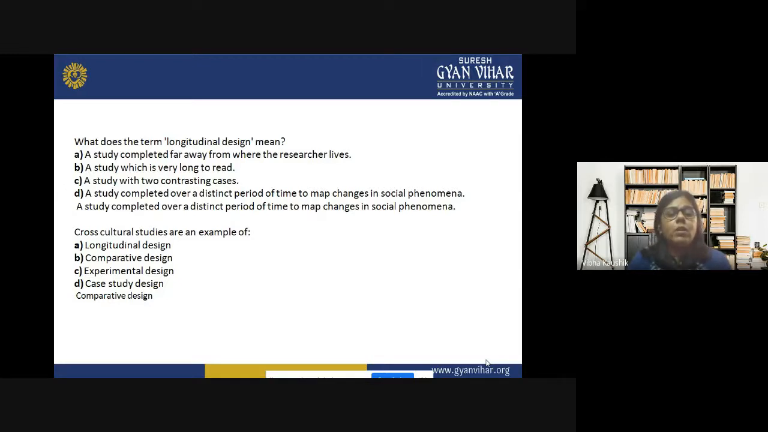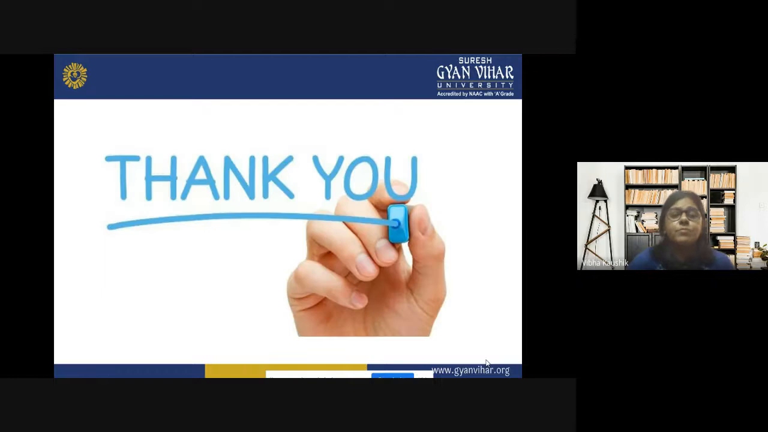Now the next question: cross-cultural studies are an example of: option A, longitudinal design, B, comparative design, C, experimental design, or D, case study design. So these are the options, and now you have to select the correct answer on the basis of the given choices. And the correct answer will be option B, that is a comparative design.